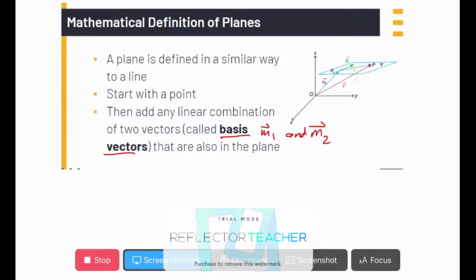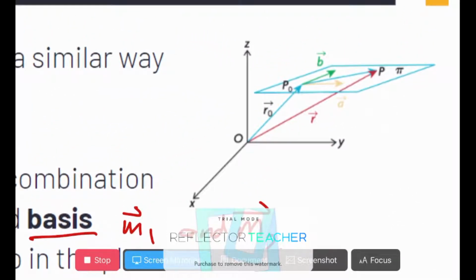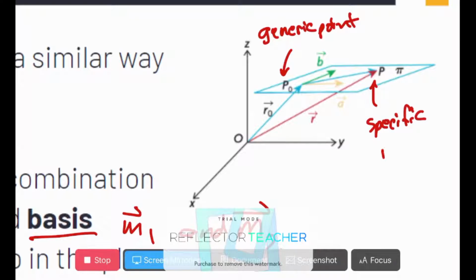And we'll just note here in our diagram, let's zoom in a little bit. We have P naught, our generic point. We have P, our specific point. We use the pi symbol to represent that we're dealing with a plane, and then we can see the direction vectors or our basis vectors here labeled B and A. And like we talked earlier, we can use any combination of those to move around our plane.